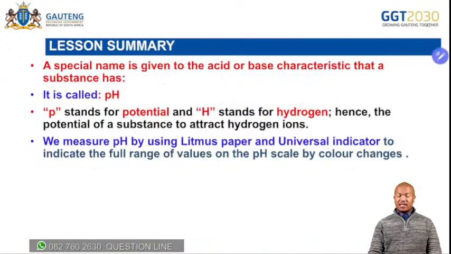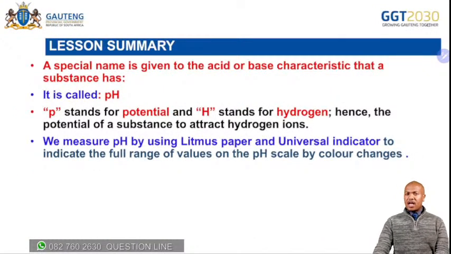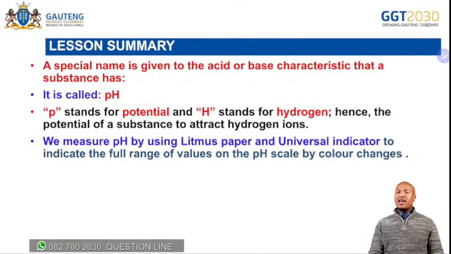Right, now let's summarize today's lesson. So today we talked about the fact that pH stands for potential hydrogen, and it is a special name given to the acid or base characteristic that a substance has. And also we measure pH by using litmus paper and universal indicators to indicate the full range of values on the pH scale by color changes.